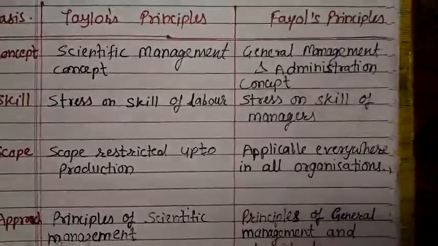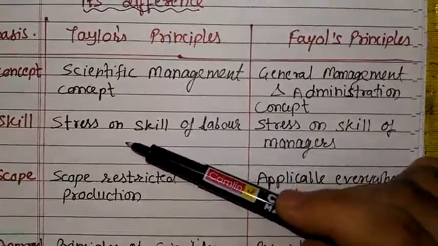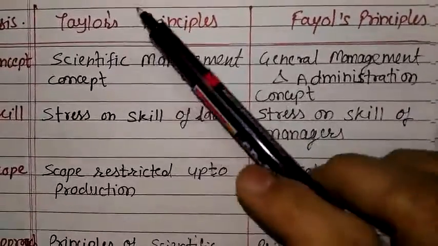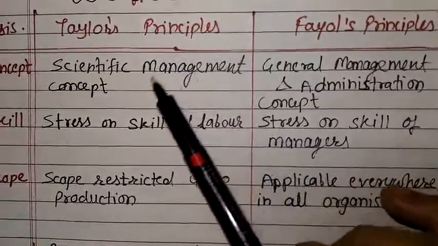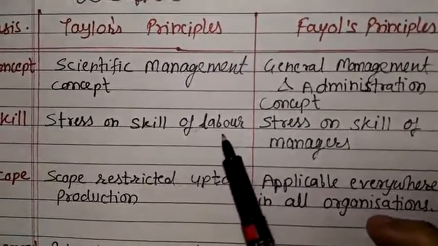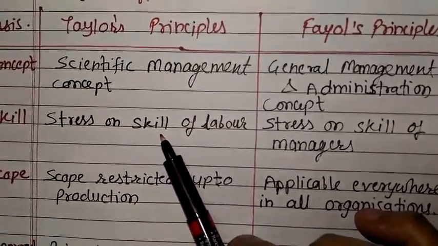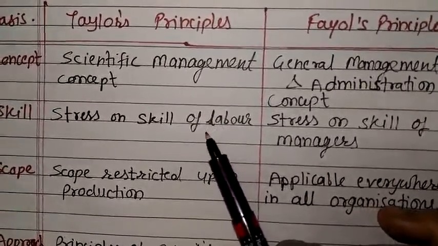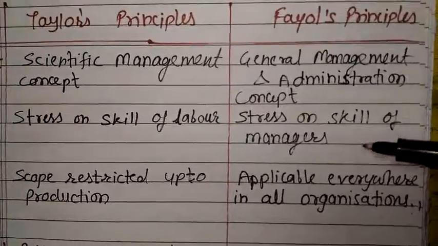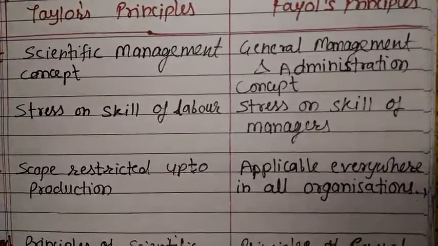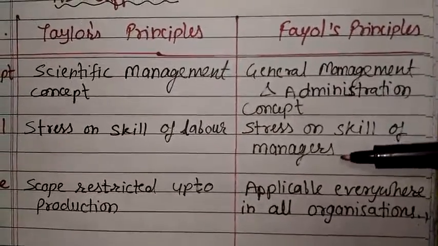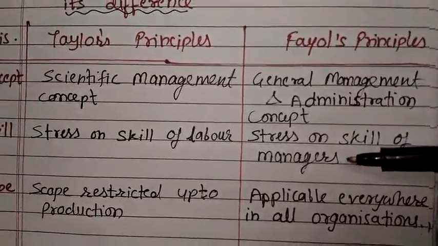Now the second one is skill. Taylor has put stress on the skill of labor, meaning the skill of labor is improved in Taylor's principles. A number of controls are applied to the labor, like time study, motion study, method study or fatigue study, and with the help of all these studies the skill of labor is improved. But in Fayol's principles, more stress is given on the skill of the managers.